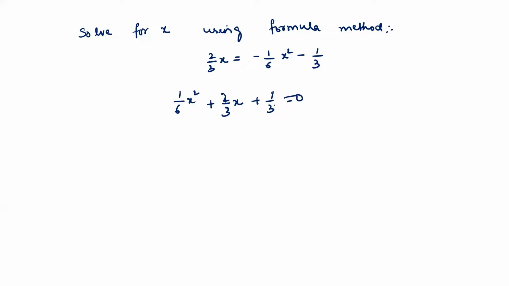Okay, this is one method, getting all the terms to one side. You have to take care of the signs also when they are shifting. So minus 1 by 6x square will become plus, minus 1 by 3 will also become plus 1 by 3. Now you have to take LCM. So what is the LCM here? LCM is 6. I will multiply only the second term and the third term with 2. So I get x square plus 4x plus 2 equal to 0.